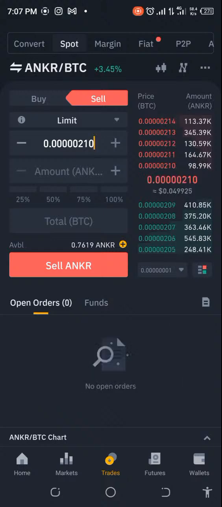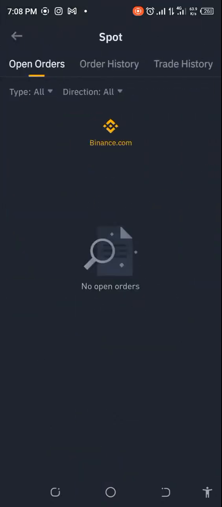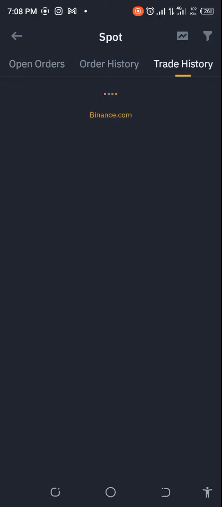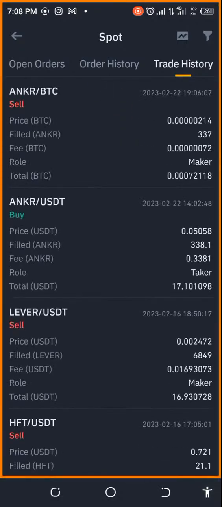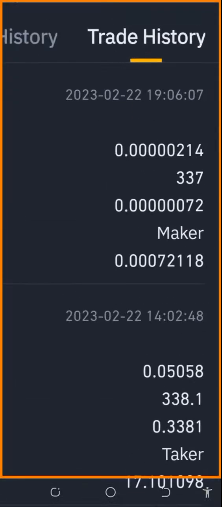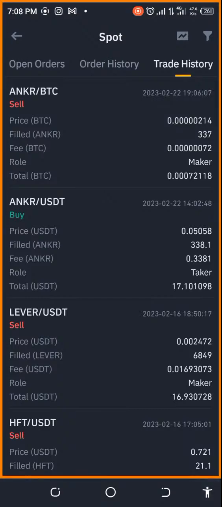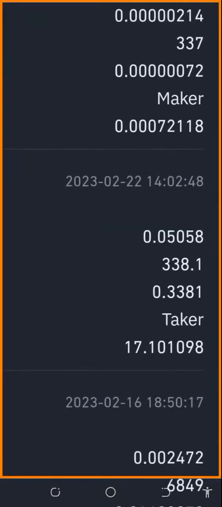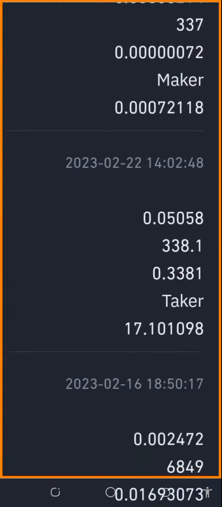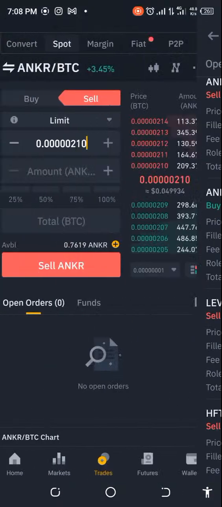Okay, I'm back. So now it's already sold to BTC. Let's go check and do this quickly before BTC goes down. Let's just check the trade history. All right, so it's already sold, and we got 0.0007218. And how many hours did that take? Let's see, 14:02 and then 19, so about 5 hours.